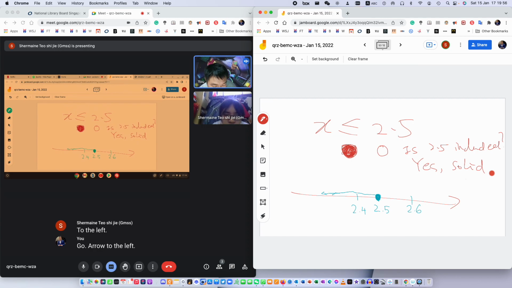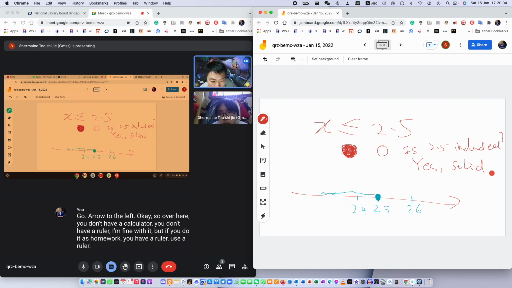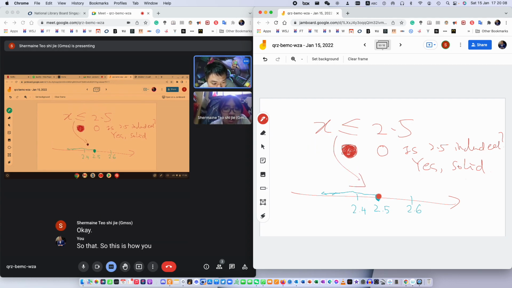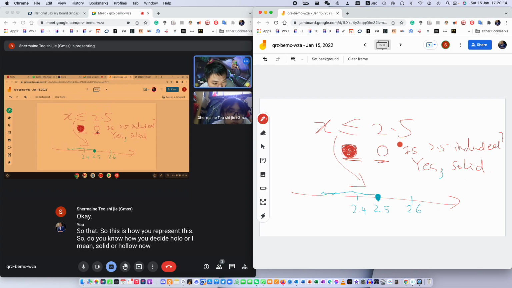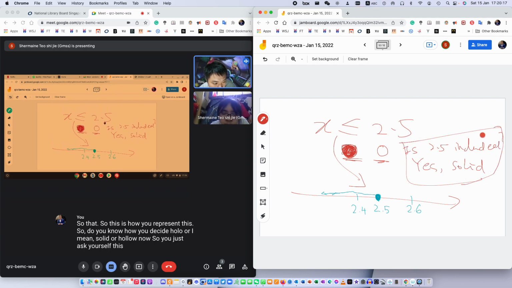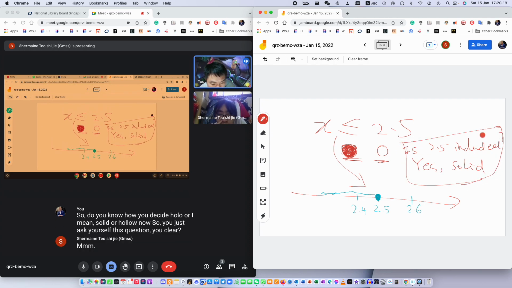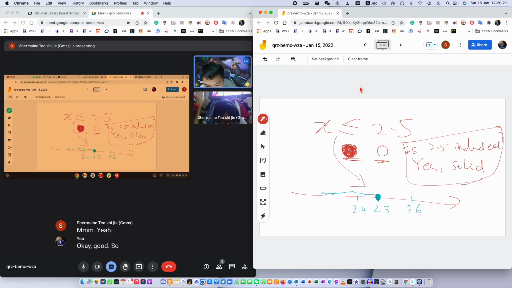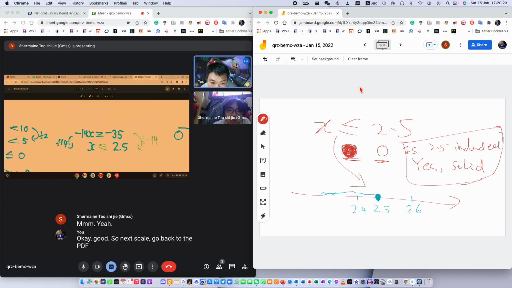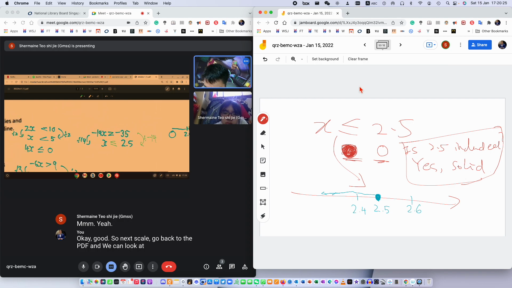Okay, so over here you don't have a ruler. I'm fine with it. But if you do it as homework, use a ruler. Are you clear? So this is how you represent this. Do you know now how you decide hollow or solid? You just ask yourself this question. You clear? Okay, good. So next, go back to the PDF and we can look at other questions.